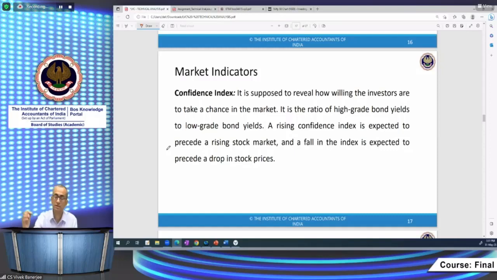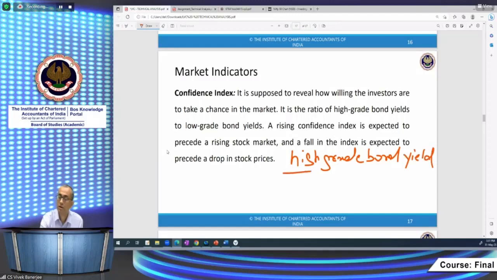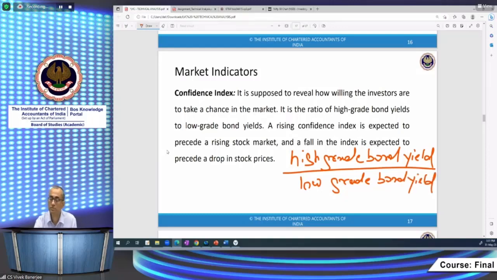Let us take an example. Confidence index is equal to high grade bond yield divided by low grade bond yield. High grade bond yield to low grade bond yield. For this, we will take two scenarios.